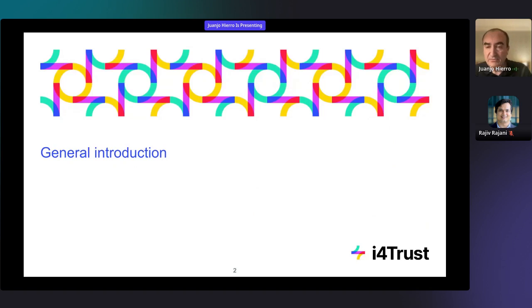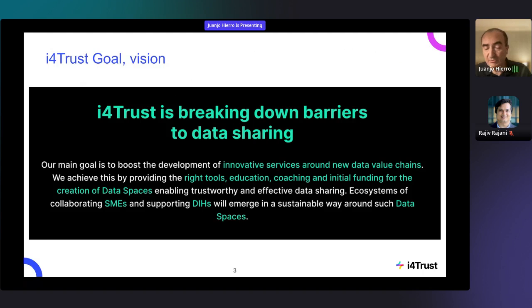Okay, so let me start with the general introduction about i4Trust. As I was already mentioning, i4Trust is aiming at providing a robust framework for creation of data spaces with the main goal of boosting the development of innovative services around new data value chains. The i4Trust program is not just providing the technology for doing so, the legal framework also, as we will see, that will help creation of such data spaces.